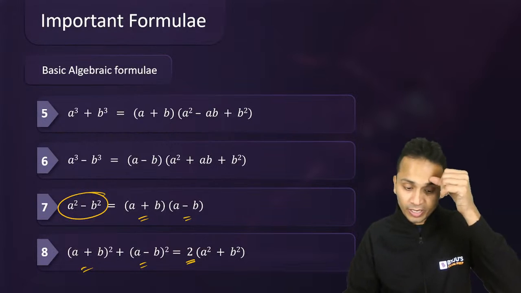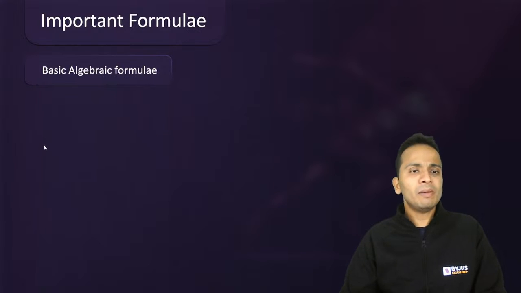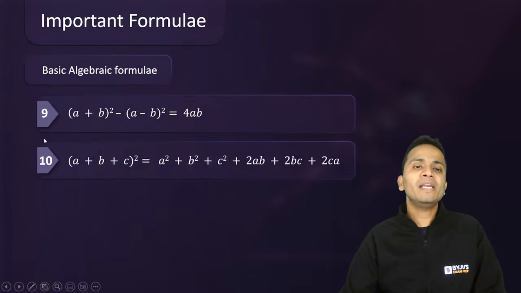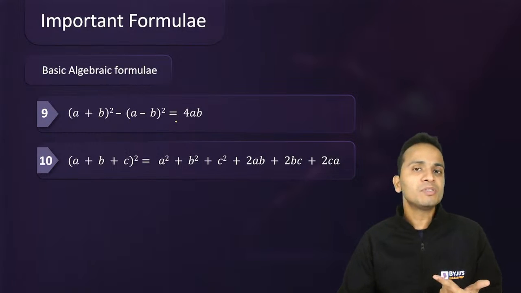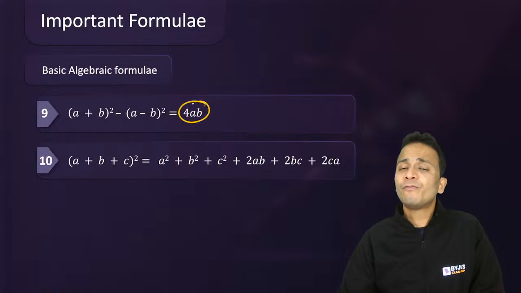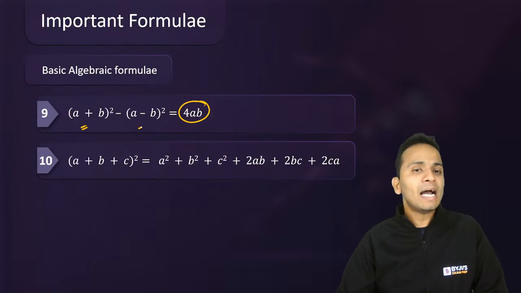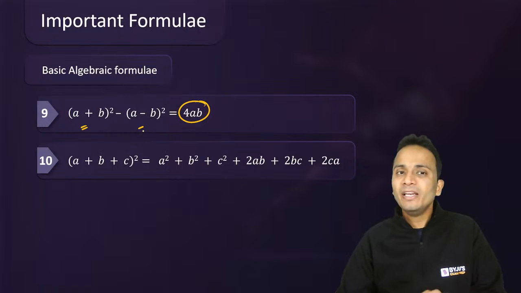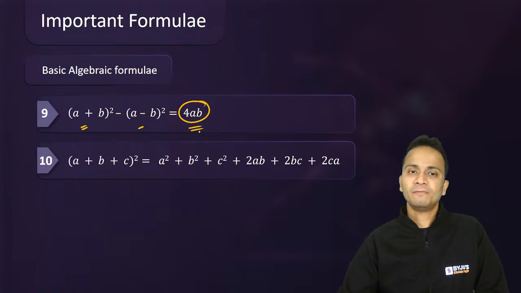All right. Okay. Now moving ahead, looking at the next formula, (a+b)² − (a−b)². So the a² and b² terms will cancel, and 4ab will be left. So 2ab from here and minus of minus 2ab, that will be plus 2ab from the second part. So net it will be 4ab, right?